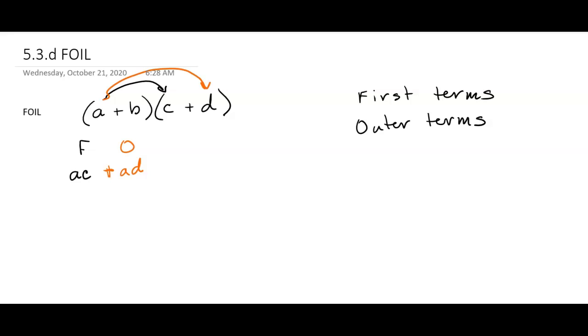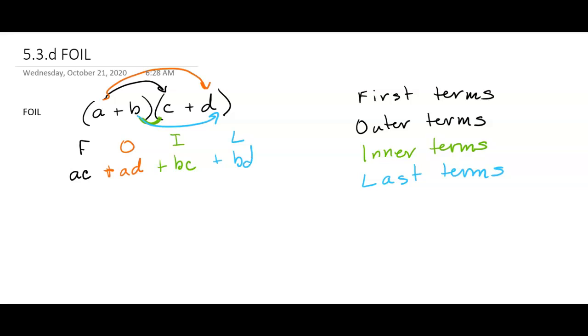Okay? Then the I stands for the inner terms. So the I is going to be the two that are close together like that. So it's going to be plus BC, meaning the inner terms, the two closest to each other. And then finally the L stands for the last terms. Similar to how you did the first terms, it's the last term here times the last term there. So L for BD.